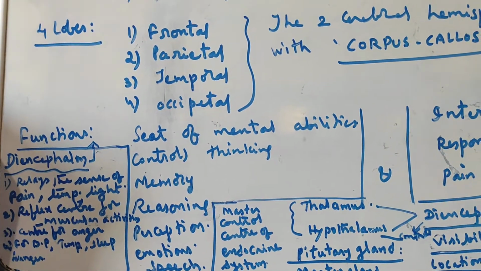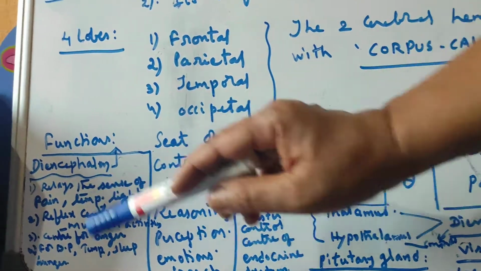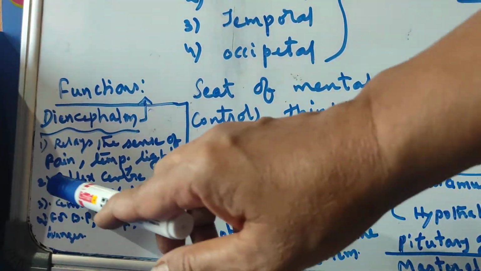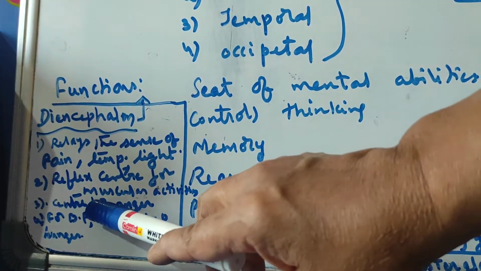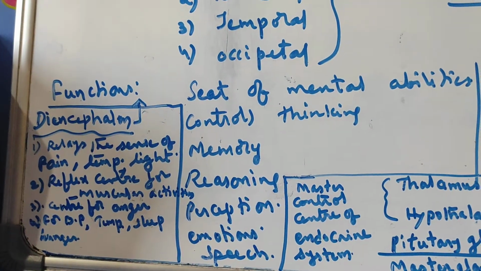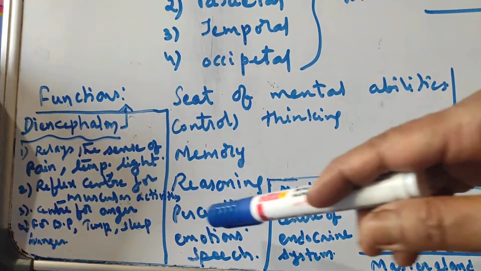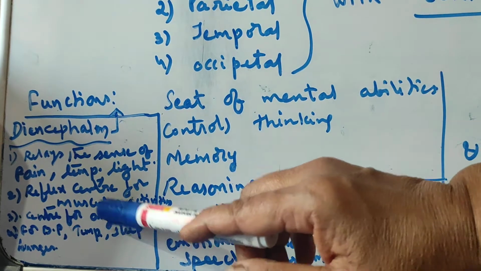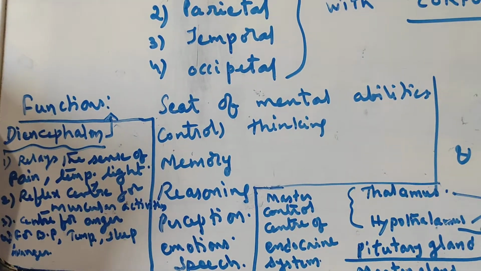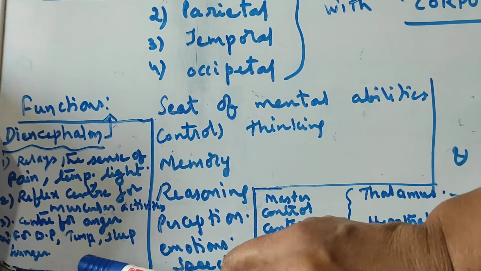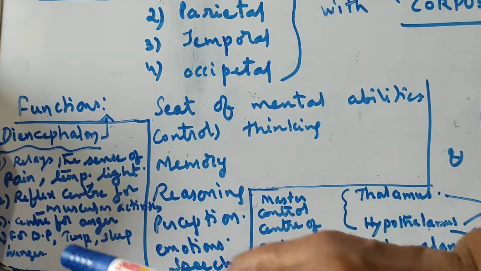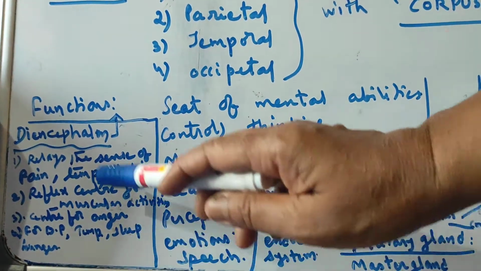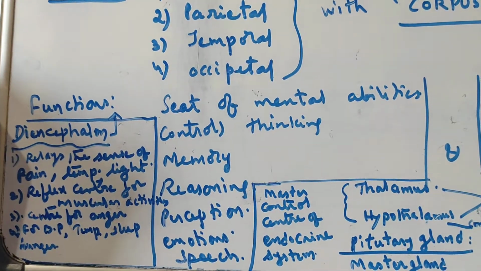Then next, the diencephalon functions. Let us see here. It relates the senses of pain, temperature and light, and is the reflex center for muscular activities. Whatever muscular activities we are doing will be reflex. This is the reflex center, and it also controls the feeling of anger, blood pressure, sleep, appetite, and the feeling of temperature. All this is done by the diencephalon.